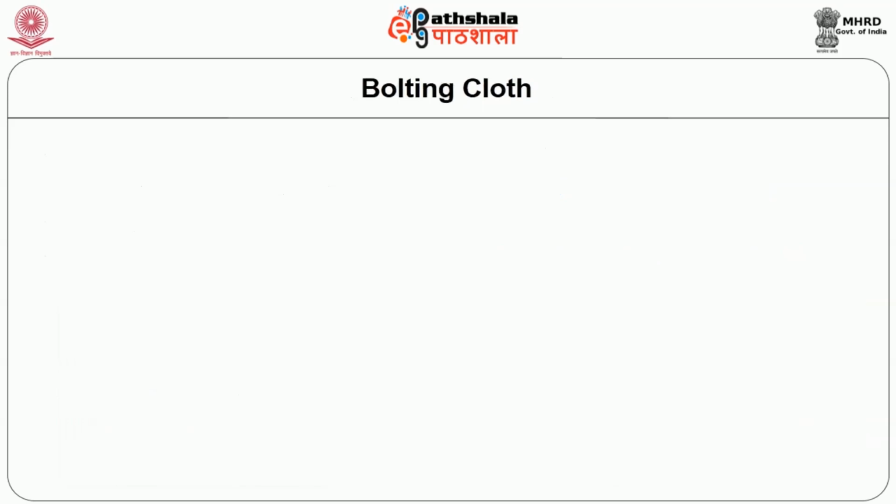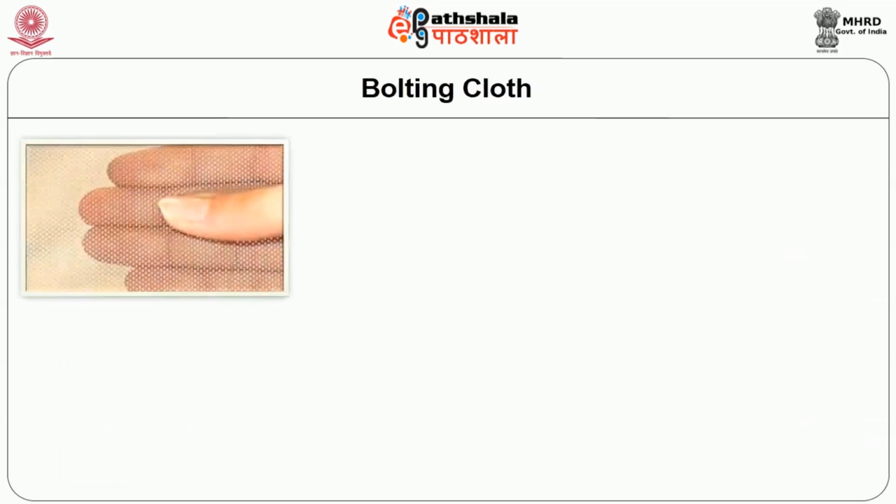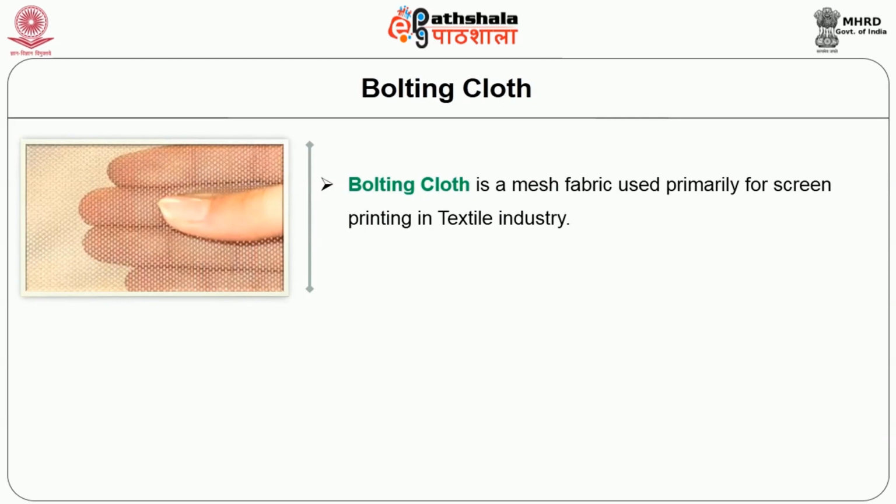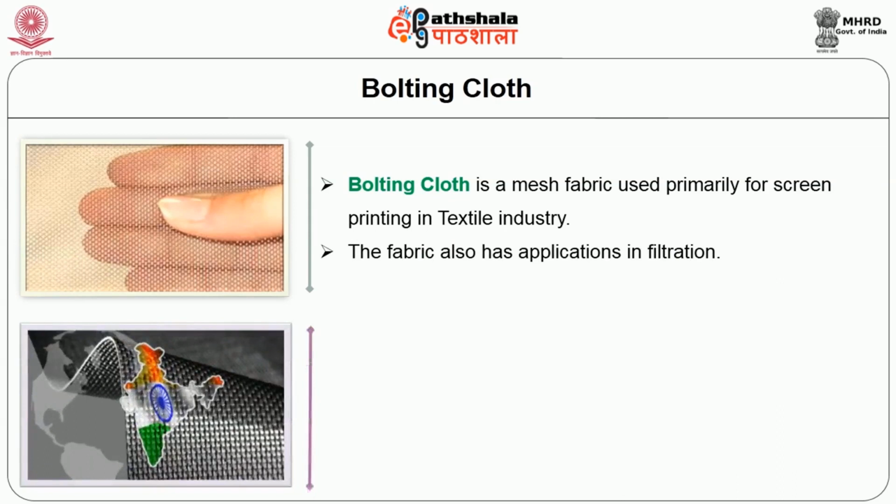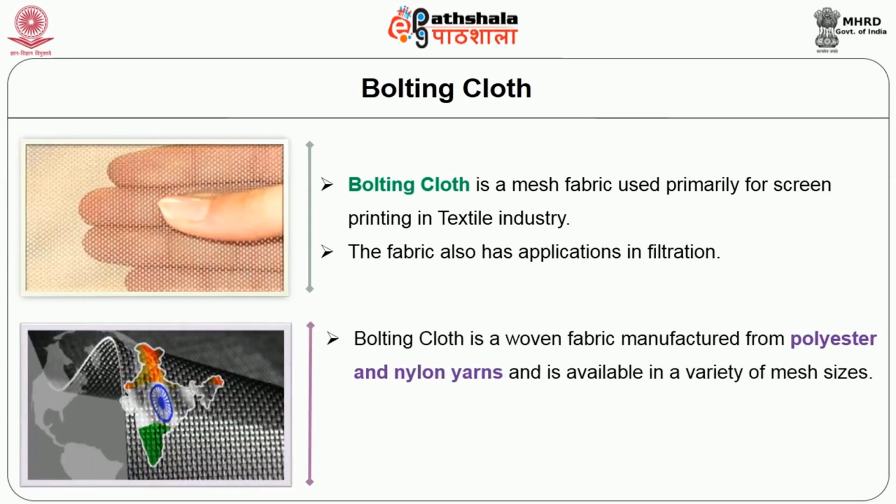The exports of decatting wipes from India are negligible. Next we shall be seeing about the blotting cloth. Blotting cloth is a mesh fabric used primarily for screen printing in the textile industry. The fabric also has applications in filtration. Blotting cloth is a woven fabric manufactured from polyester and nylon yarns and is available in a variety of meshes and sizes.